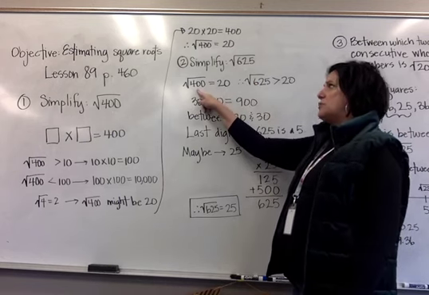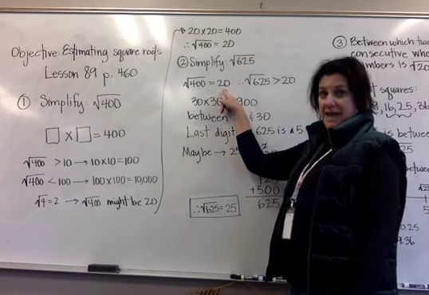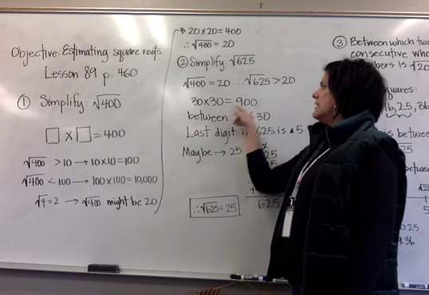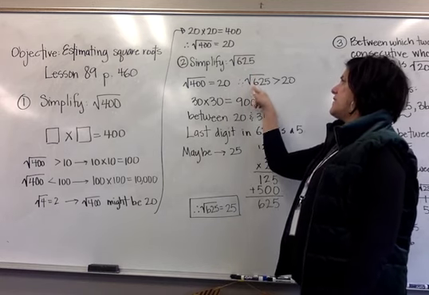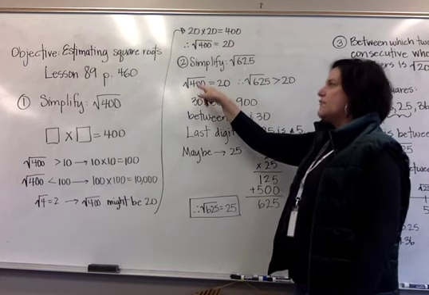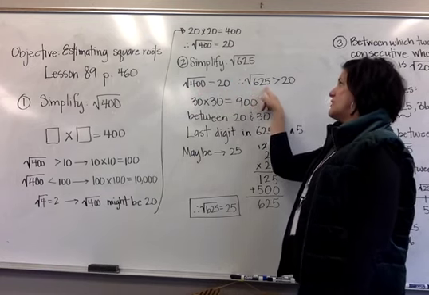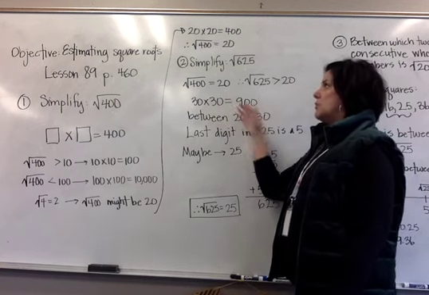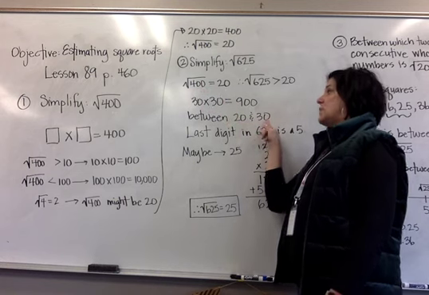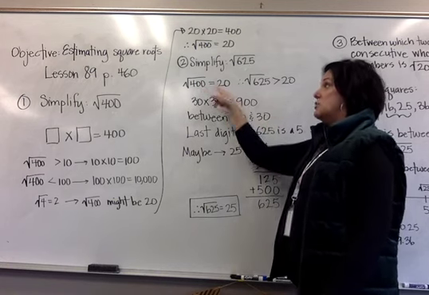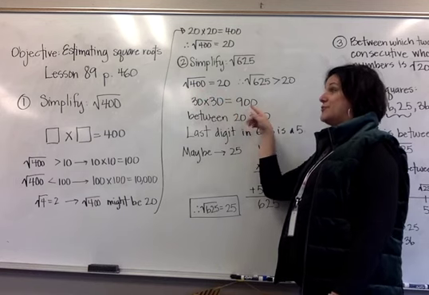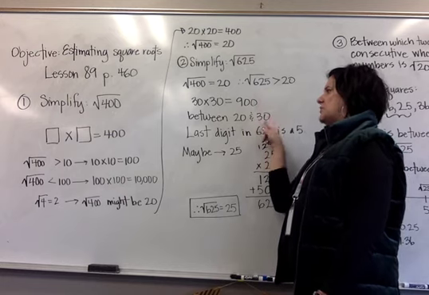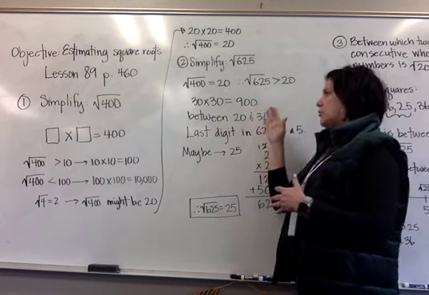So now we know that the square root of 400 is 20, okay? And then we know 30 times 30 is 900. So the square root of 625 has to be greater than 20 because the square root of 400 is 20. But 30 times 30 is 900. So the square root of 625 must be somewhere between 20 and 30 because 20 times 20 is 400 and 30 times 30 is 900, and we're looking for the square root of 625. Somewhere between 20 and 30. That means 21, 22, 23, 24, all the way through 30.